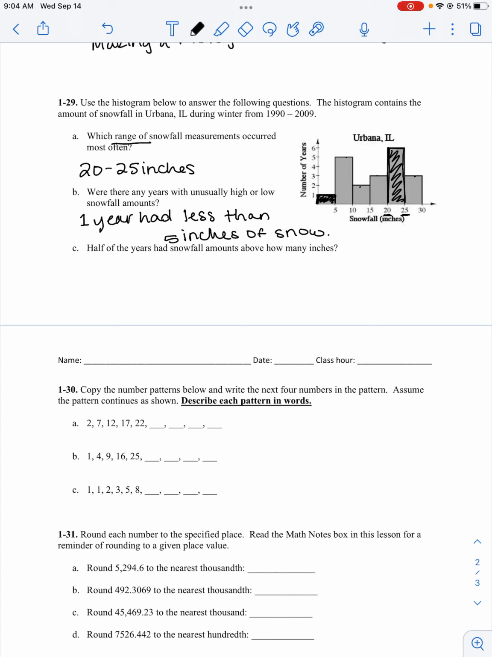Okay. So we're going to start from the right. And count down until we reach half of 20, which is 10. So if I start from the right, that's this side. So there's 3 + 6 = 9. 10 would fall between 15 and 20. So I'm going to say about half had snowfall at or above 15 inches. Because my 20th one would have been here. So that's above 15 inches. So half. About half had more than 15 inches.